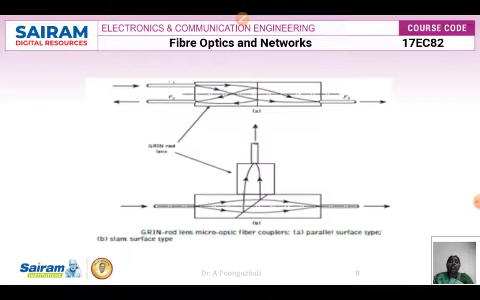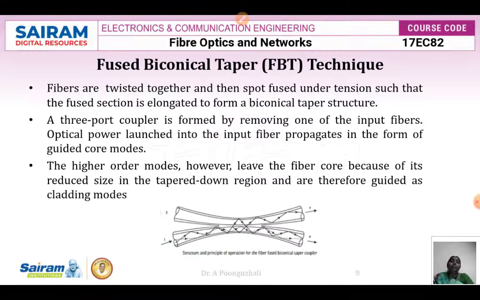Here this is the other type, the slant surface. Slant surface means we keep the mirror in a vertical slant. When light is incident on the fiber, the light is collimated. When the light is collimated, it strikes the mirror placed in the slant position. As a result, a part of the light will be reflected back and sent out here, and part of it will be transmitted along the fiber and reach the output of the fiber. So this is about the graded index rod lens micro optic fiber.